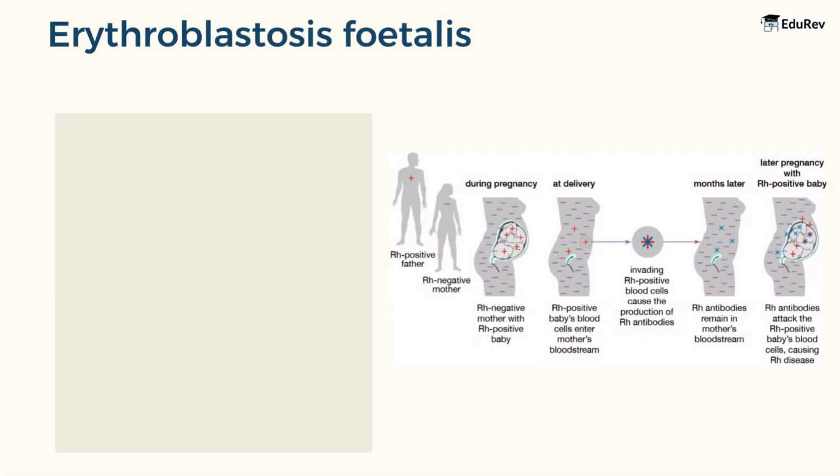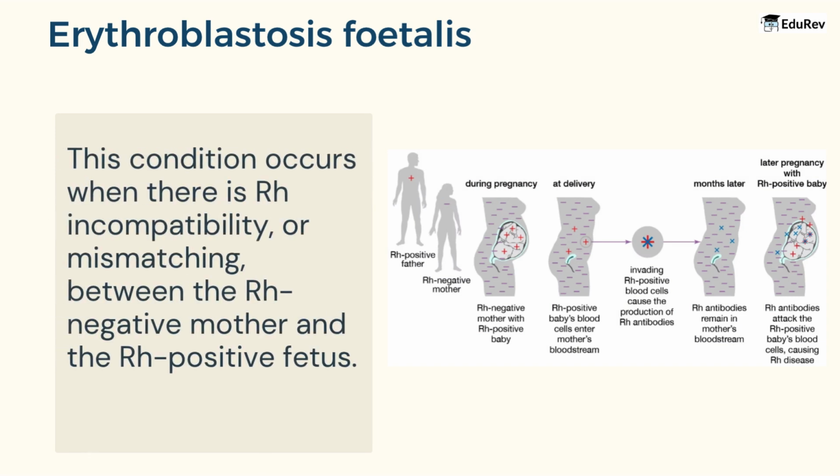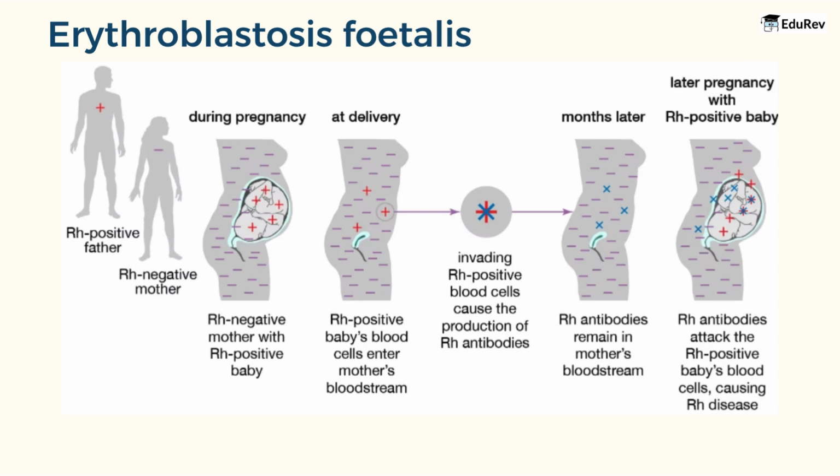Now, let's talk about erythroblastosis fetalis. This condition occurs when there is Rh incompatibility or mismatching between the Rh negative mother and the Rh positive fetus. During the first pregnancy, there is no risk because the maternal and fetal blood are separated by the placenta. However, during delivery, small amounts of Rh positive fetal blood may enter the maternal circulation. As a result, the mother may start producing antibodies against the Rh antigen.